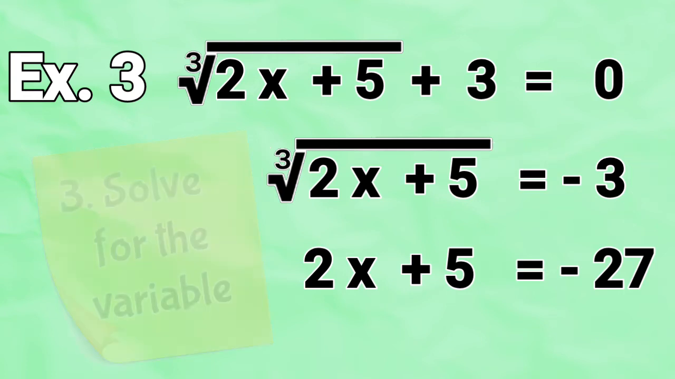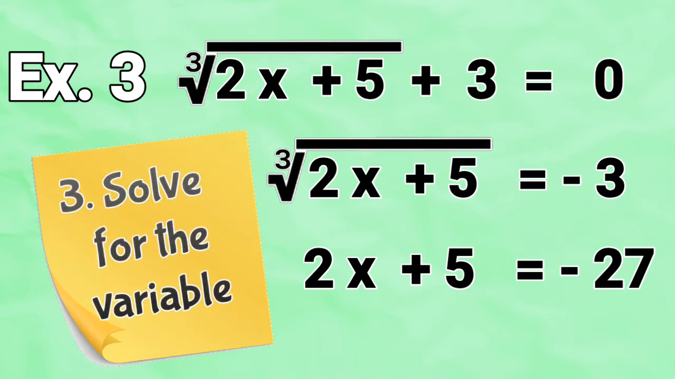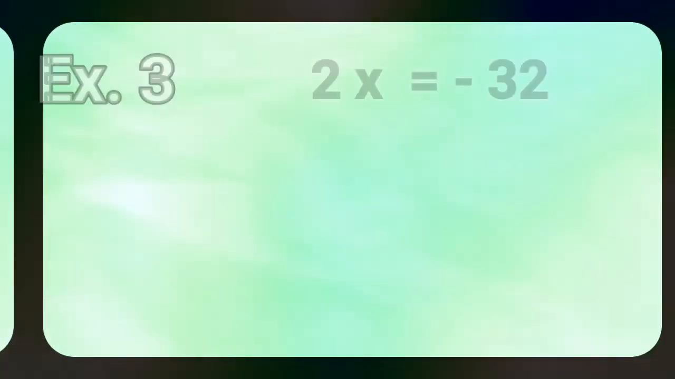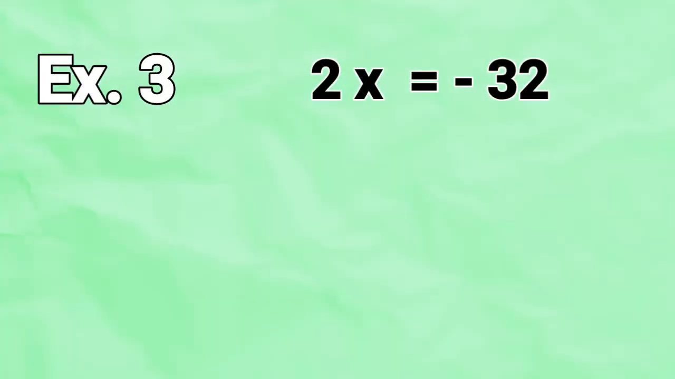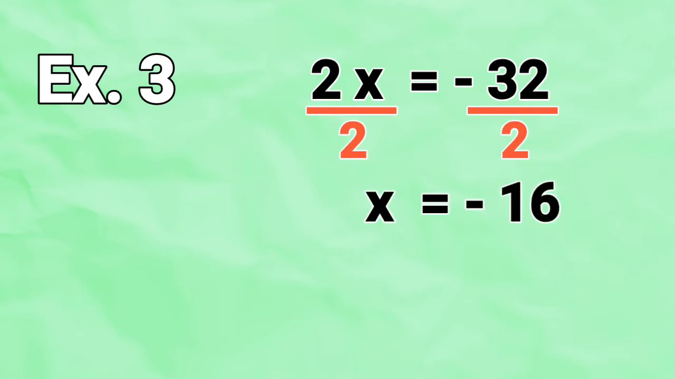The third step is to solve for the variable. So we'll subtract 5 from both sides of the equation, and we get 2x equals negative 32. Now we divide both sides of the equation by 2, and we get x is equal to negative 16.